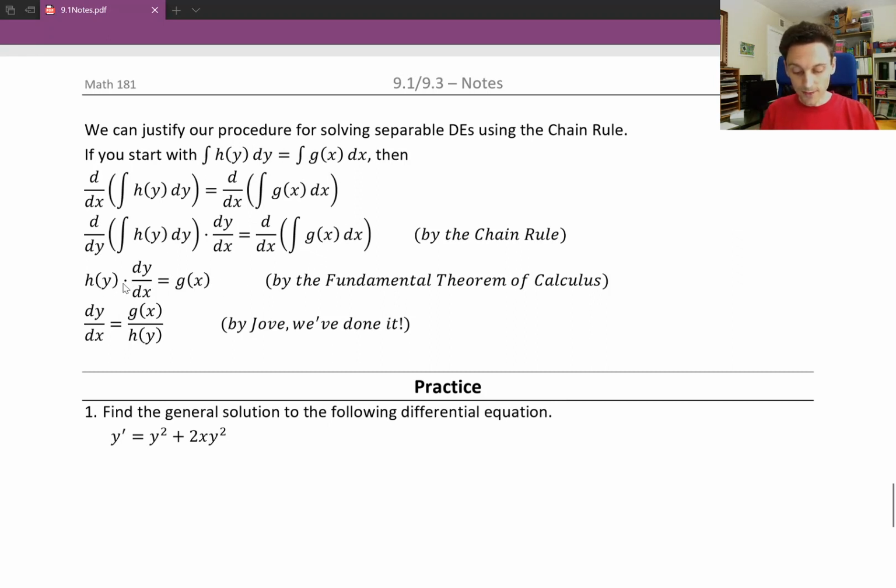So we have h of y times dy dx equals g of x. All we have to do is then divide by h of y. And by Jove, we've done it. So that justifies why we can go from this differential equation dy dx equals g of x over h of y, that separable differential equation, why we can turn that into the integral of h of y dy equals the integral of g of x dx.